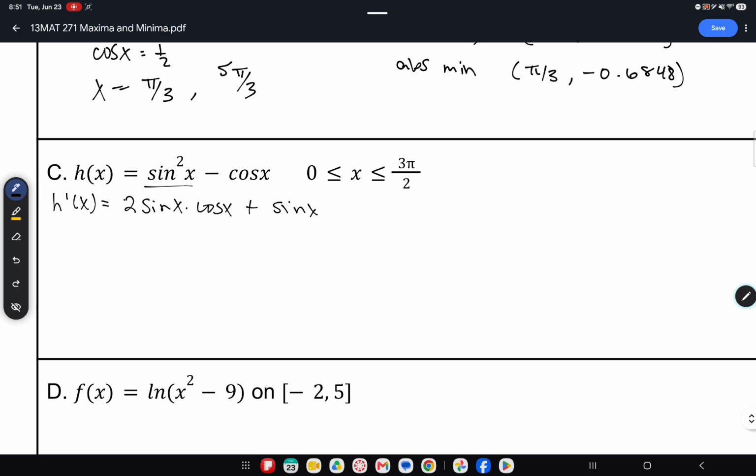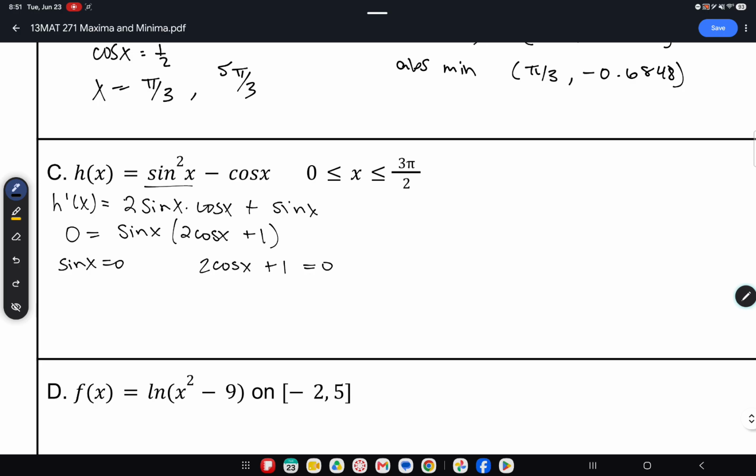All right. Let's see. I want to set that equal to 0. And I think I can factor out a sine of x. I'm left with 2 cosine of x plus 1. Then I have 2 factors I can set equal to 0. So sine of x equals 0, and 2 cosine of x plus 1 equals 0.